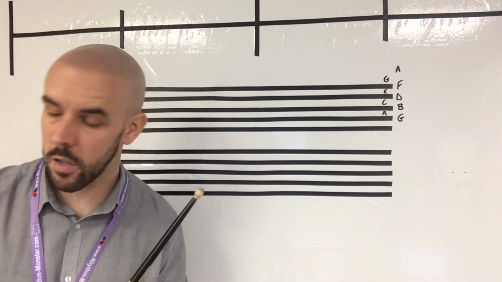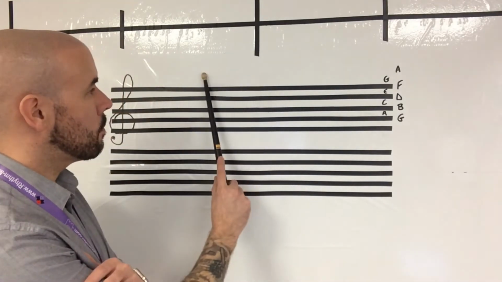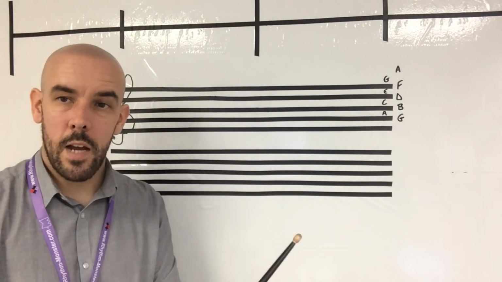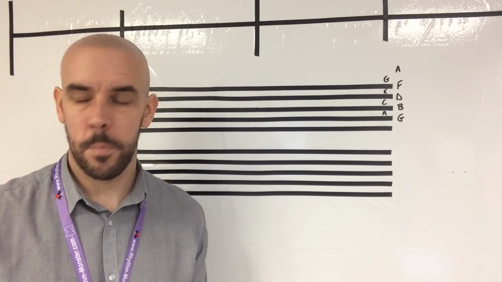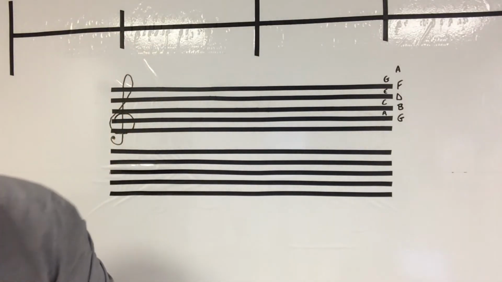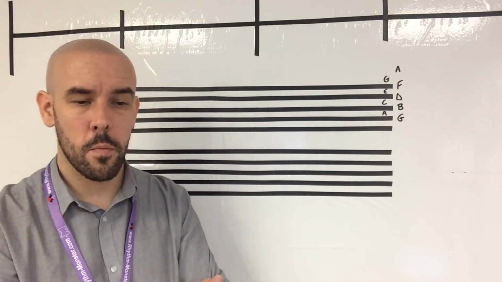And remember, the ledger line was a short line placed above or below the staff to indicate the note or the pitch is out with the range of that staff. Okay? So that concludes our very short, I say short, it turned out to be quite long, lesson on pitch names.